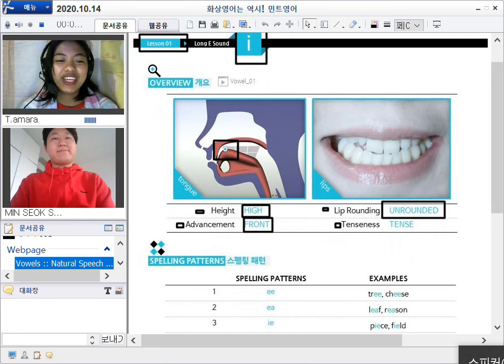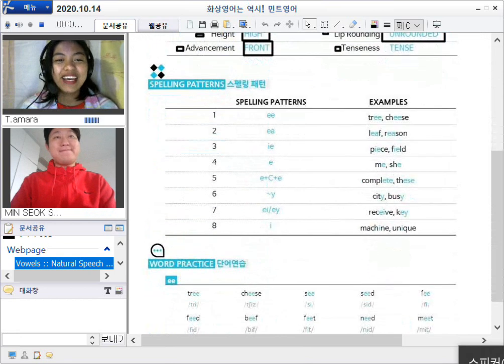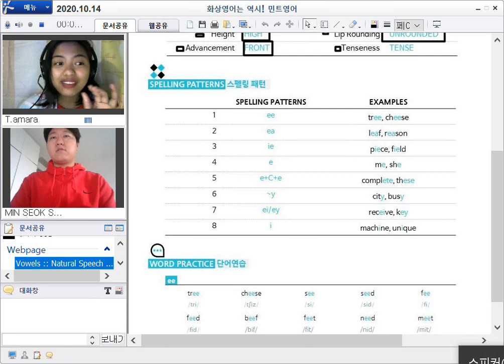Do you have any questions about the tongue placements? No. Okay then, let's move on to the spelling patterns. We have a total of 8 spelling patterns for these ones. As you know, these spelling patterns are a guide on how we can identify where we can use this vowel sound.